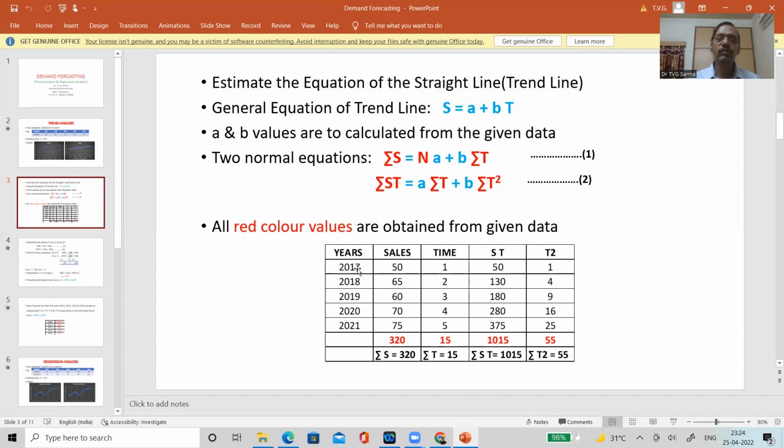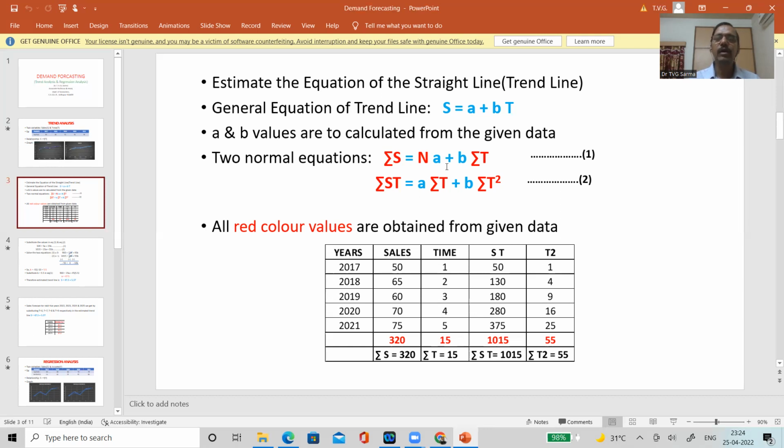Now, since 2017, 2018 do not have any numeric significance, they are just reference years, in order to simplify our calculations, we consider the time as 1, 2, 3, 4, and 5. So summation T is nothing but 15. Summation T is equal to 15. So this is nothing but 320 equals 5A plus 15 times B. So one equation is over.